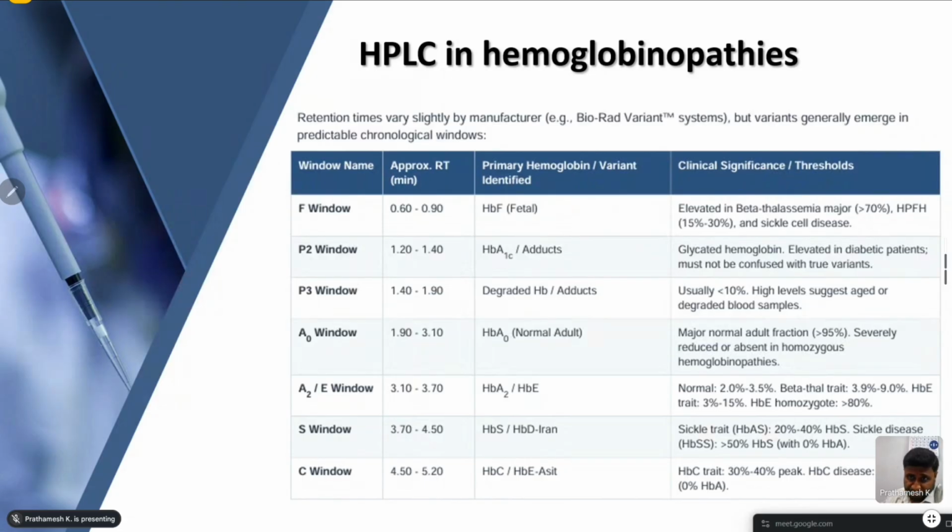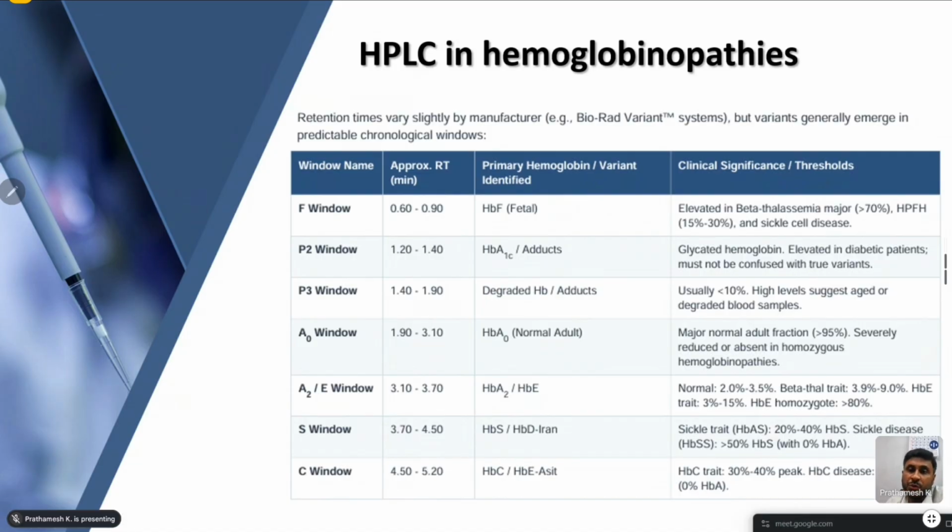So you have HbF. So in cases of beta thalassemia major, you would have HbF more than 70%, and hereditary persistence of fetal hemoglobin, HbF would be around 15 to 30%. Even in sickle cell disease, homozygous sickle cell, compensatory rise in HbF is seen. Then you have P2 and P3 windows. I mean, P2 window is basically glycated hemoglobin. So that we have dealt separately in the previous slide. So I'll not go into that. That's glycated hemoglobin. P3 window is very interesting.